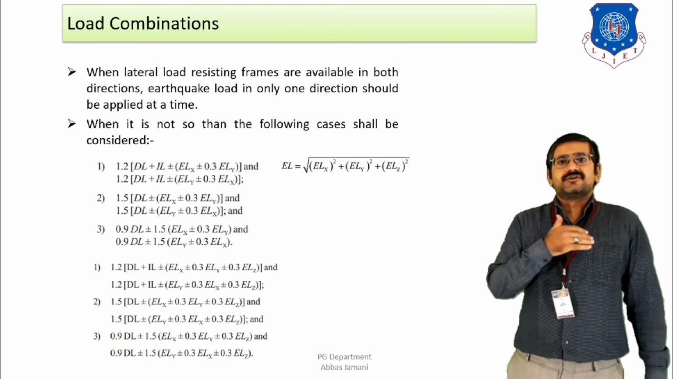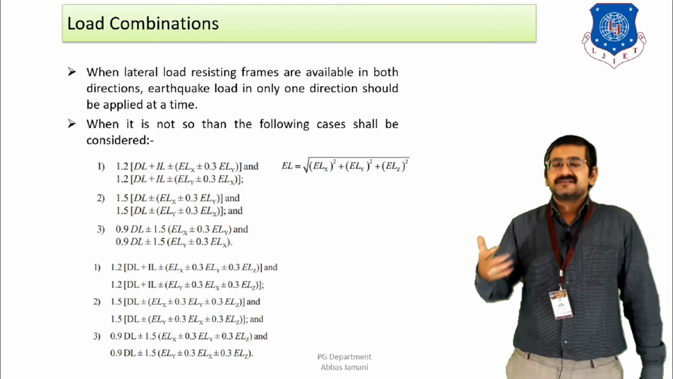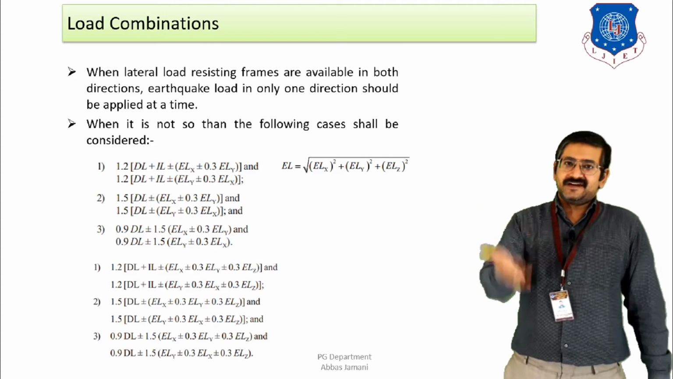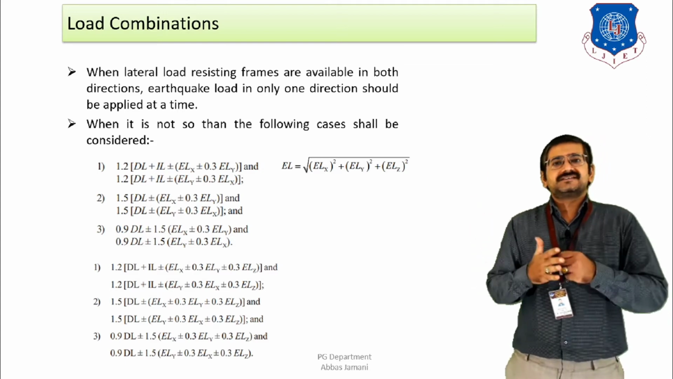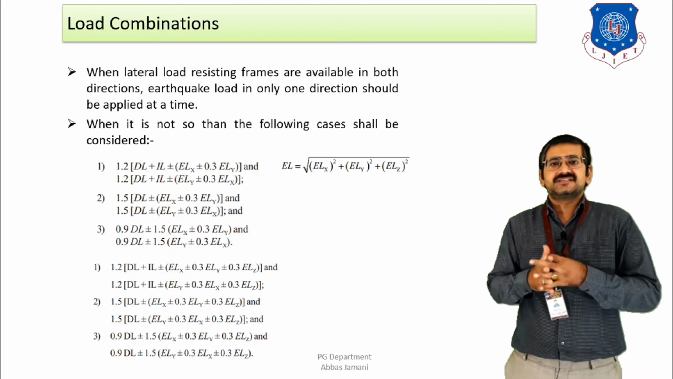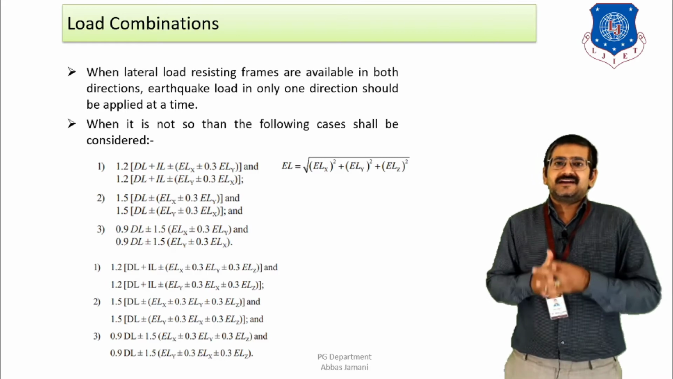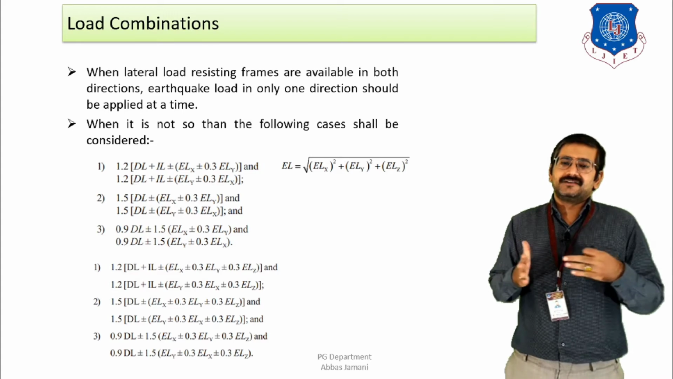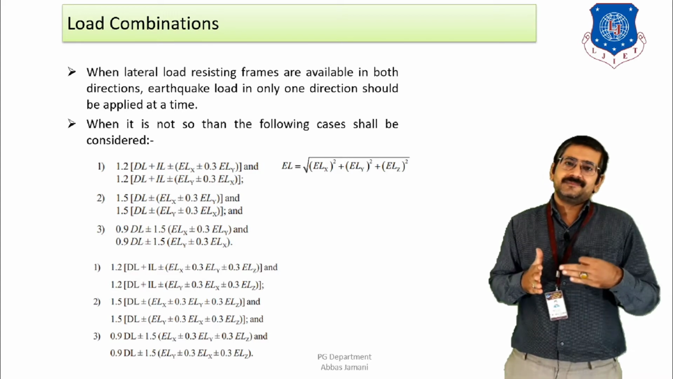That is, you have a good amount of moment resisting frames available in the x direction, you have moment resisting frames available in the y direction also, right? If both these requirements, both these frames are present in the plan at the same time, then in that case the earthquake load shall be applied only in one direction at a time.